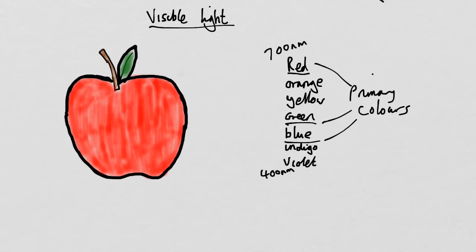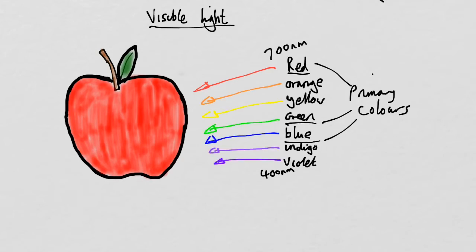Now what I'm going to do is I'm going to shine some white light on this red apple. The way I'll represent white light is just by drawing arrows for all of these different colours in the visible light spectrum. So we've got red, okay, so that's how I'm going to represent white light, just by taking all of those colours and mixing them together.